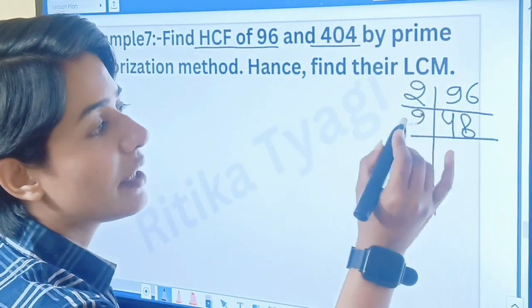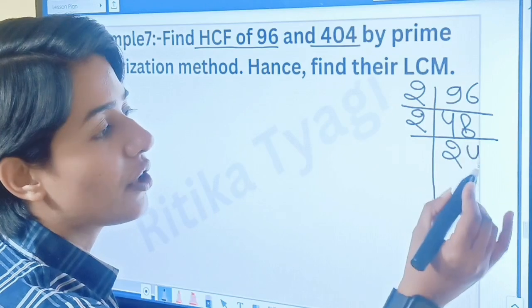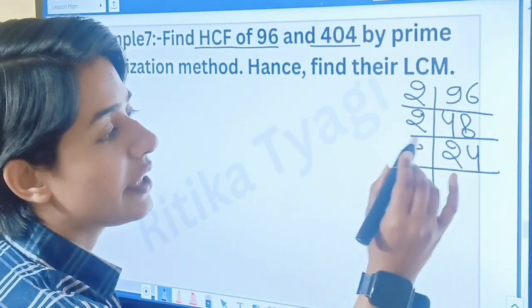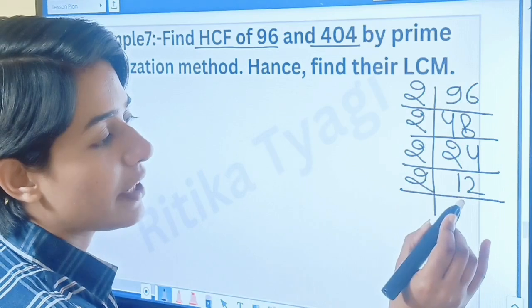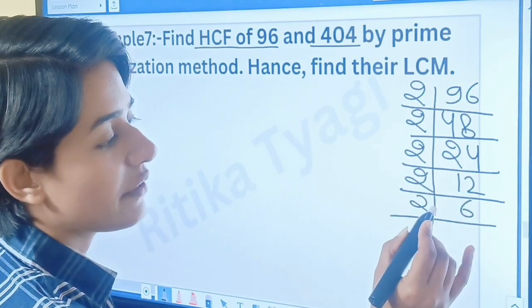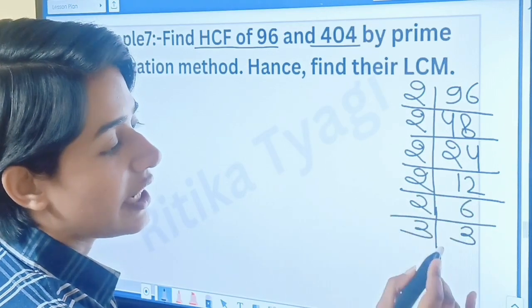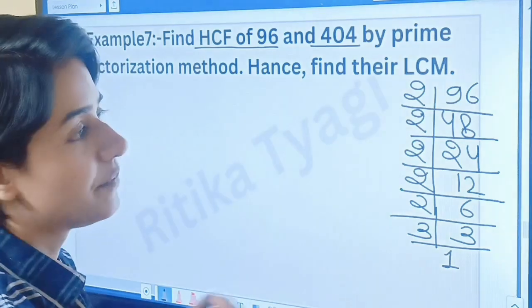48 is an even number. Divisible by 2 we get 24. 24 is also an even number. Divisible by 2 we get 12. 12 is also an even number. Divisible by 2 we get 6. 6 is also an even number. Divisible by 2 we get 3. 3 is divisible by itself.